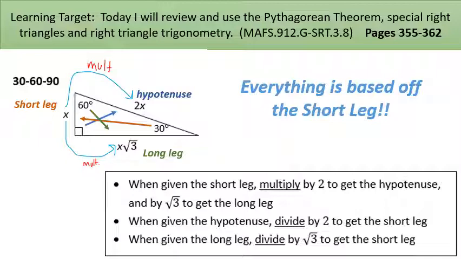But if you're going the opposite direction, so let's say that we know the hypotenuse and we want to then find the small leg, then we would have to divide.